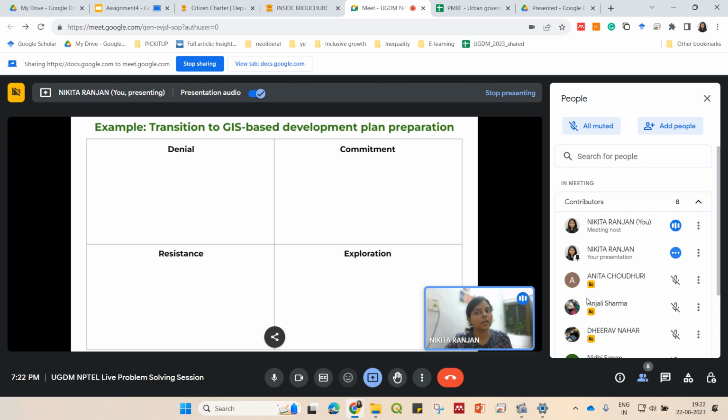So they are not ready to accept that this is something which they will have to do. They don't even think at this point that they will have to transition to a GIS based system. They think that this is something which has been introduced, but this might come and go, and they will continue working with the processes which they have, and they are not going to transition to a GIS based development system. So in this situation, what do you do?